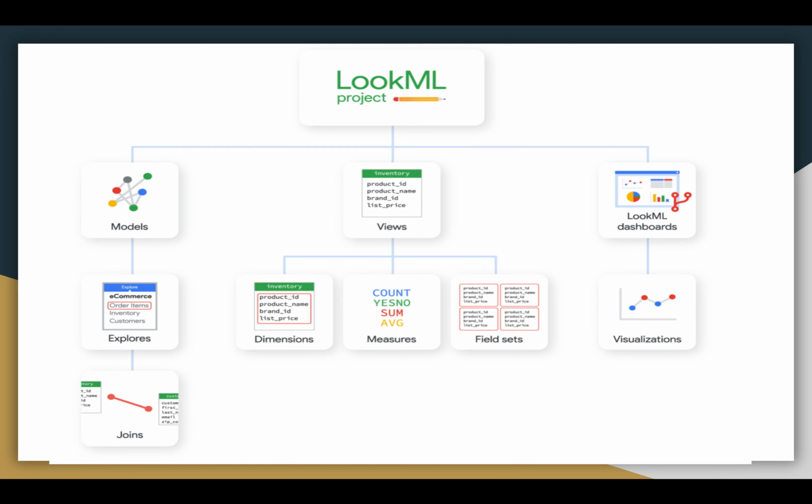Okay, so we are going to talk about what is a project. A project is a collection of LookML files that describe how our database tables are related to each other and how Looker should interpret those tables. Each LookML project resides in its own Git repository for version control. So what is a model? A model contains information about which tables to use and how they should be joined together. What is a view? A view contains information about how to access or calculate information from each table.